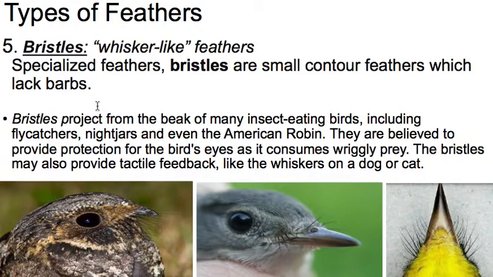They project from the beak in many insect-eating birds, including flycatchers, nightjars, and robins. They are believed to provide protection for the bird's eyes as it consumes prey that moves around a lot. The bristles may provide tactile feedback as well, much like whiskers on a dog or a cat. And you can see that close up in these pictures here around the bird's beaks.